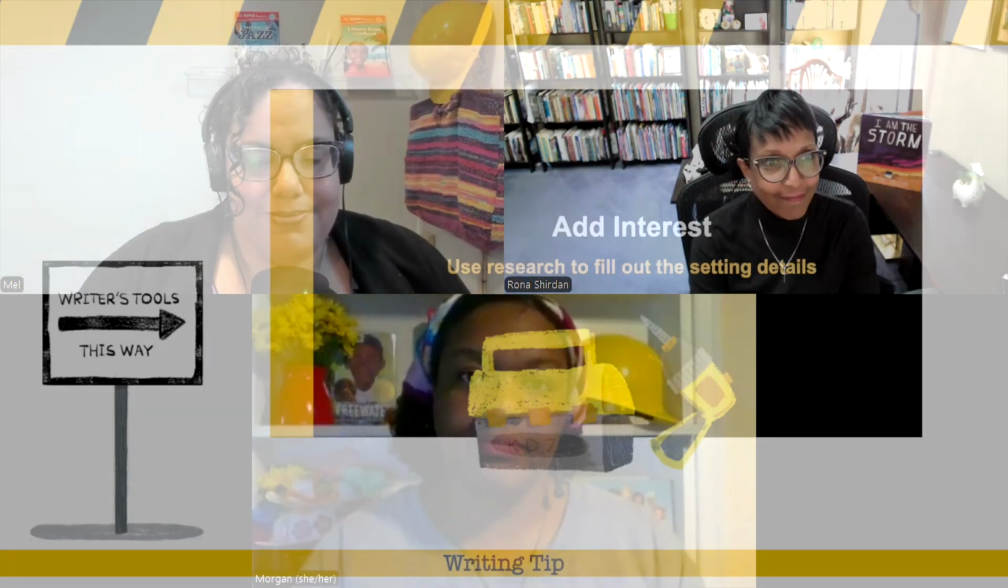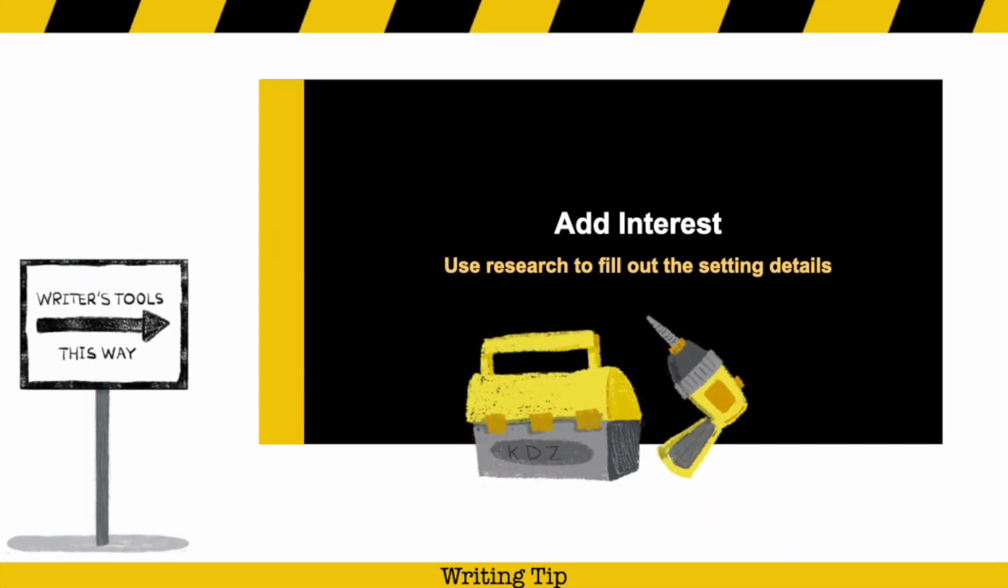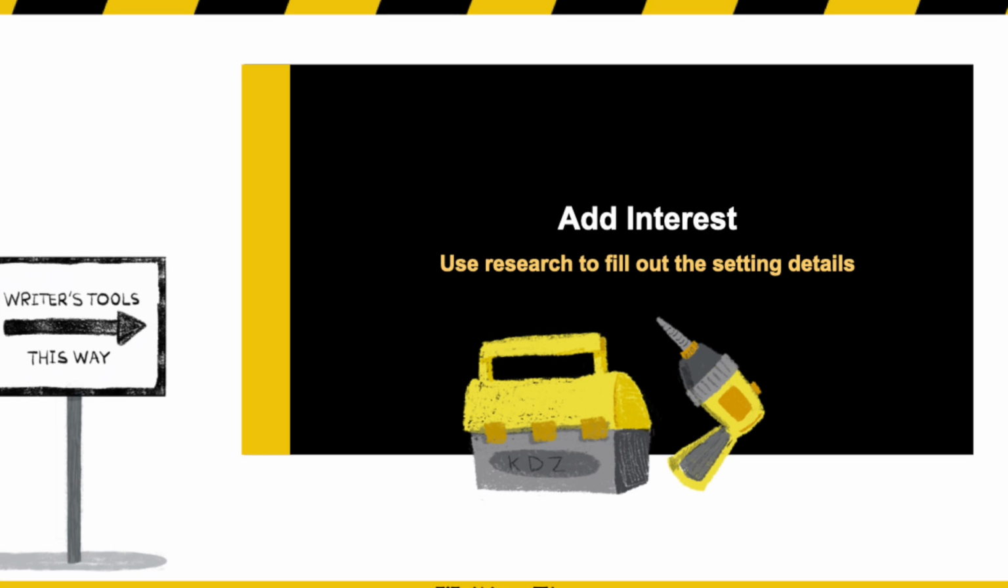The next tool we're talking about is using setting to add interest. A book's setting, full of specific and sensory details, can anchor characters and add interest for the reader in the world of the story. These details also serve as a tangible way to transport young readers to a specific place and time. Whether the setting is real or fictional, a deeply imagined or well researched world can be truly immersive. Here's your writing tool for adds interest. Use research to fill out the setting details.